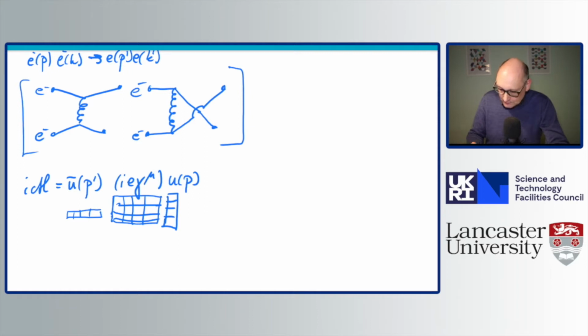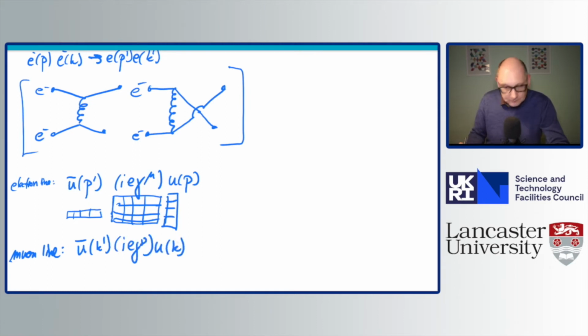Similarly, let's call this the electron line. The muon line will give us similarly a ū(k'), an ie gamma nu, and then a u(k).